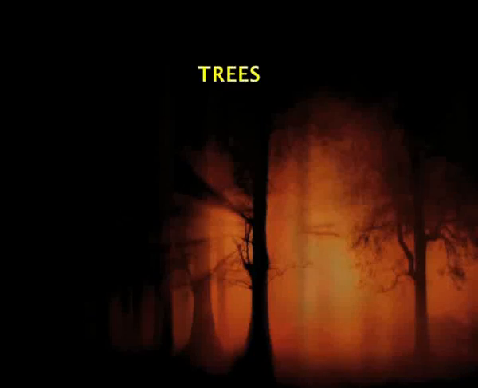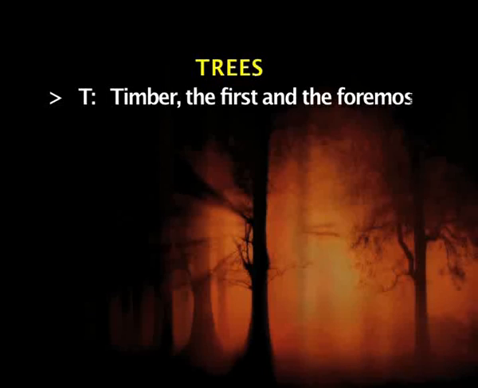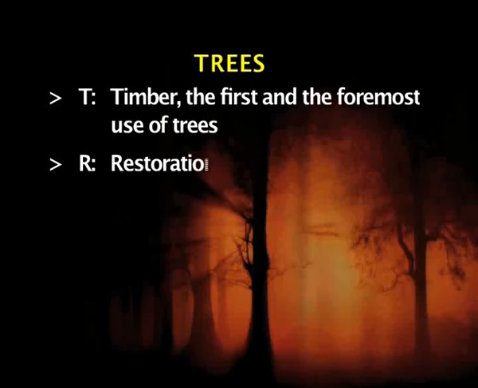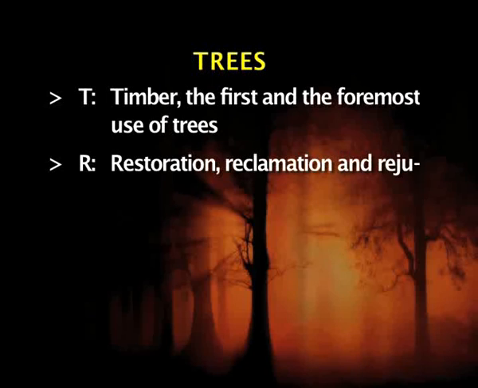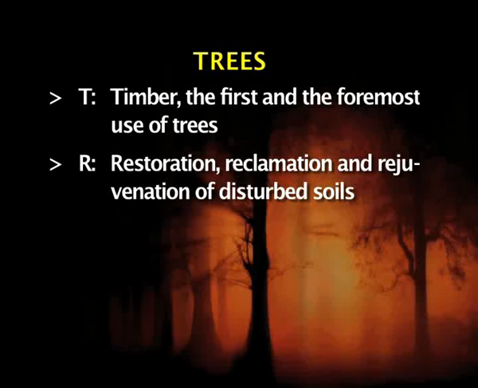In fact, each letter of the plural word trees has logical meaning. T stands for timber, that's the first and foremost use of trees. R stands for restoration, reclamation, and rejuvenation of denuded and disturbed soils by using trees to control soil erosion and desertification, protect watersheds, improve soil nutrient status, and retain moisture in the soil.